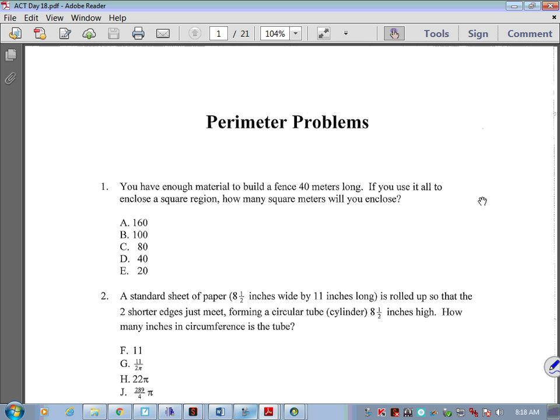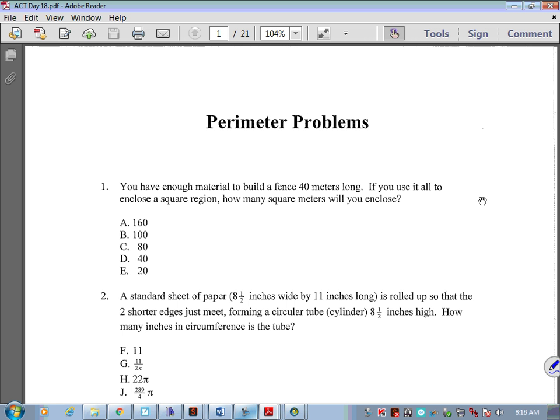Problems packet, page 1. Is everybody ready? Okay. Page 1: 1, 2, and 3. 1 is B, 100. 2 is F, 11. 3 is G, $92.50.